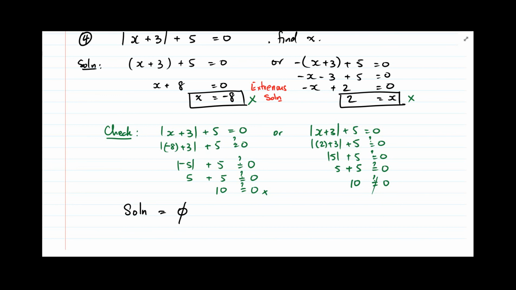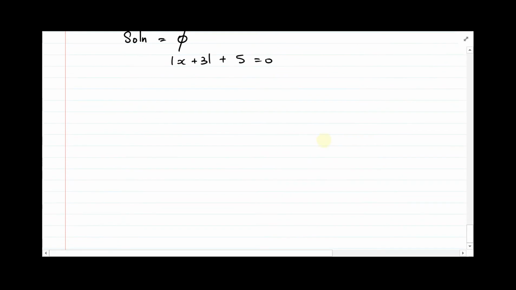All right. Before I move along, let me just look at this equation again. So we have, let me just write it here, the absolute value of x plus 3, plus 5 equals 0. All right. So let's look at this equation.